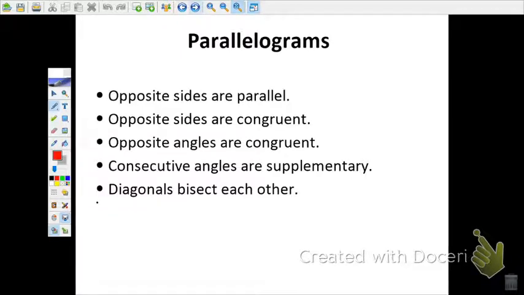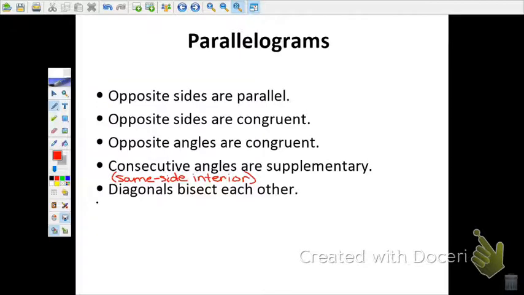And this idea of consecutive angles, when you see a picture of a parallelogram here in a minute when we look at some examples, those consecutive angles are what we had as same side interior angles when we worked with our parallel unit. So that's where they came up with this property that the consecutive angles are supplementary. Because if we thought about the parallel lines and a transversal, those angles are same side interior angles.